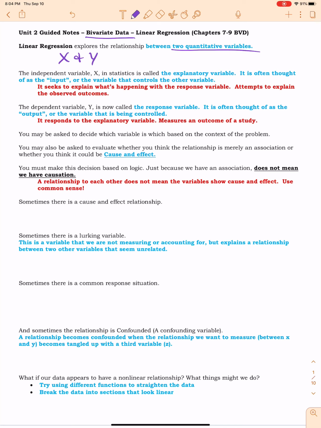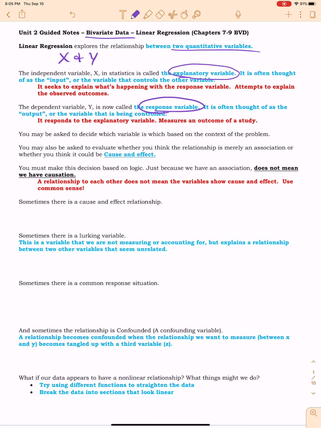So the first thing I want to talk about is the fact that the independent variable x, in statistics we call this the explanatory variable because it seeks to explain a response by y. So the dependent variable y we refer to as the response variable. So vocabulary is really important always, because what are we doing in statistics? We're not just doing math, we're communicating about the math. And that means we want to use our proper vocab.